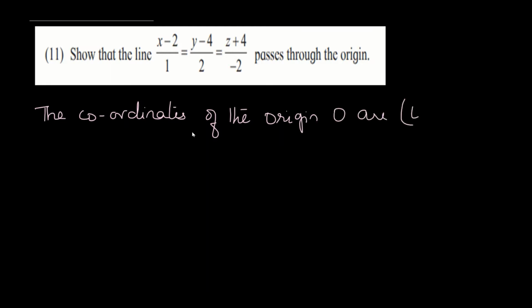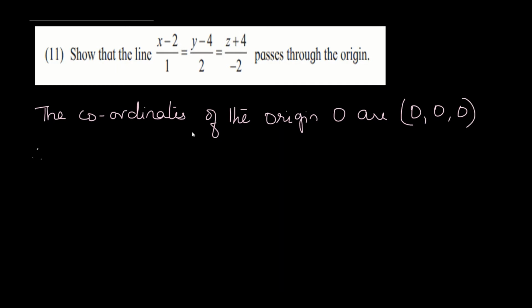The question is, show that the line x minus 2 upon 1 is equal to y minus 4 upon 2 is equal to z plus 4 upon minus 2 passes through the origin. This can easily be given to you as a 2-mark question, and the sum is quite simple enough to do. Now here, what are the coordinates of the origin? They are 0, 0, 0. So the coordinates of the origin O are 0, 0, 0.